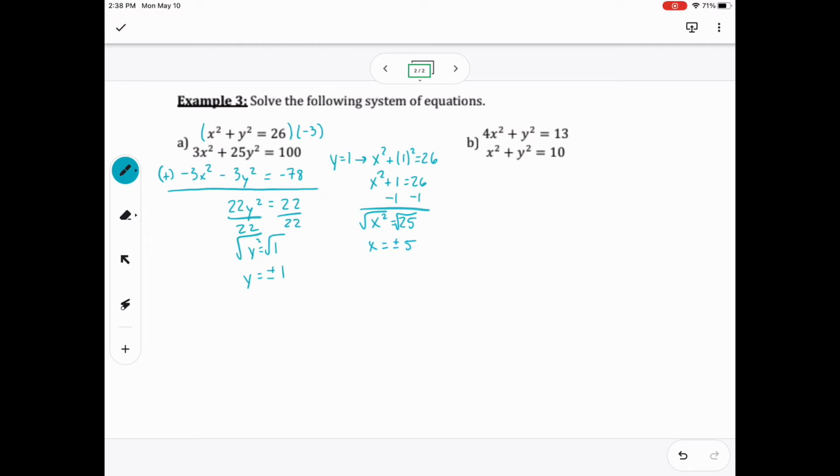So here when I plug in 1, I'm actually able to get plus or minus 5. So that gives me two ordered pairs: 5 comma 1 and -5 comma 1. And then when I plug in -1 into that same equation and solve, I will get two possibilities as well. I'll actually get the same values for x because the -1 squared becomes 1 anyway. So then I'm able to get 5 comma -1 and -5 comma -1.